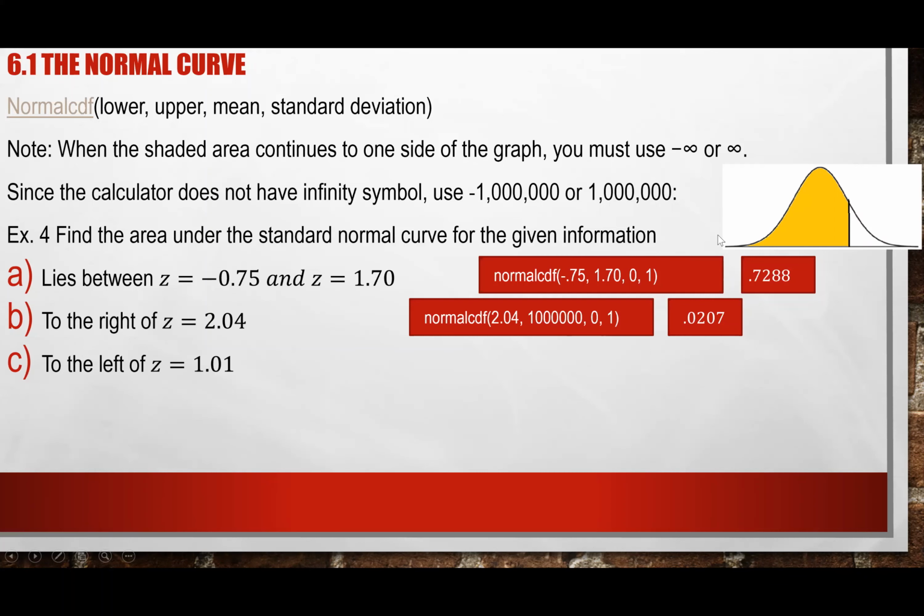For the left, you can use your table. Remember, your table only gives you the area to the left. If you were to use your table for the right side, you would need to find the item and take 1 minus it. But your calculator does it for you, so you don't have to do anything with the 1 minus. So looking at this, we tell our calculator to calculate the area to the left.